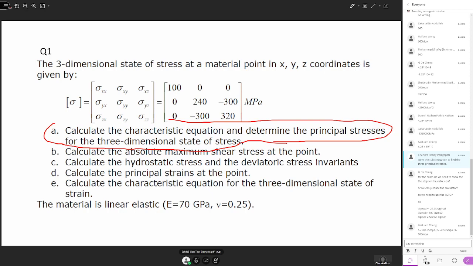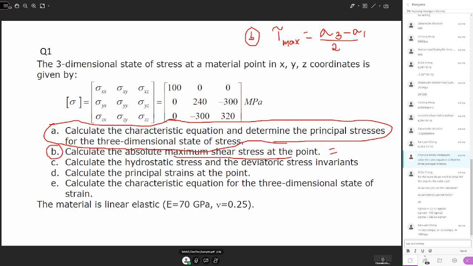All right. So you know how to solve part A, then part B: calculate the absolute maximum shear stress at the point. Okay, part B is quite simple. So you can simply write the absolute maximum shear stress tau max as sigma 3 minus sigma 1 over 2. So find out the answer and let me know.